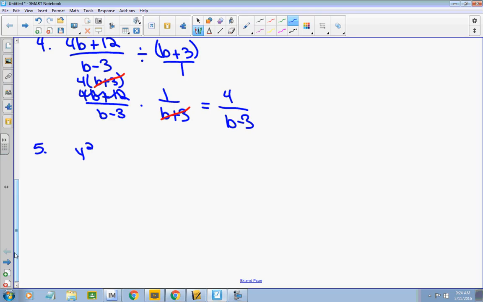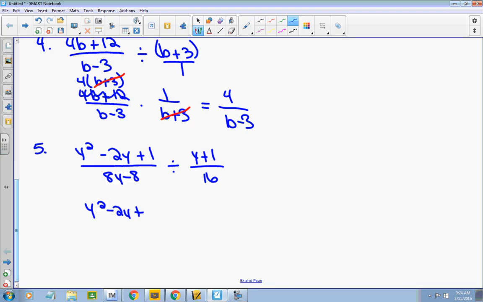Okay, this one, we have y squared minus 2y plus 1 over 8y minus 8 divided by y plus 1 over 16. Okay, the y plus 1 and 16 need to be inverted, okay? So I'm going to rewrite this. Y squared minus 2y plus 1 over 8y minus 8, times 16 over y plus 1.